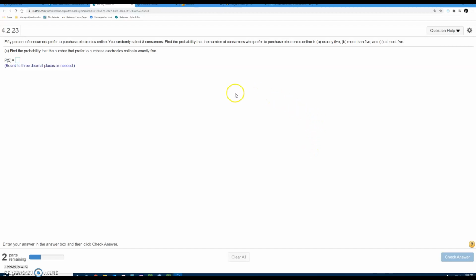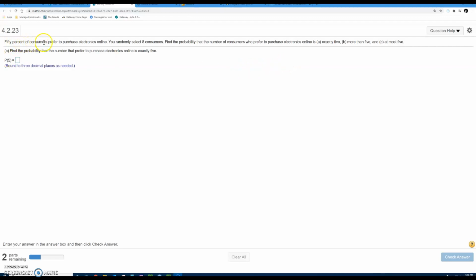One of the hardest probabilities to find is something with a binomial distribution. So this is an example of a problem that you have in the module dealing with binomial distributions. And I wanted to show you how you could use StatCrunch to help you find probabilities of a binomial distribution.